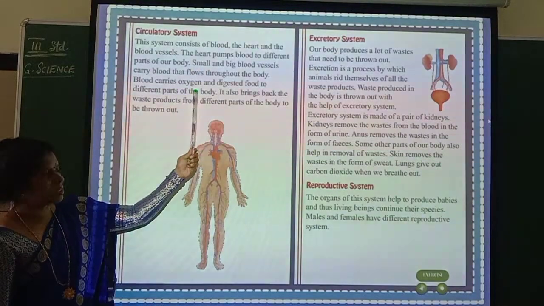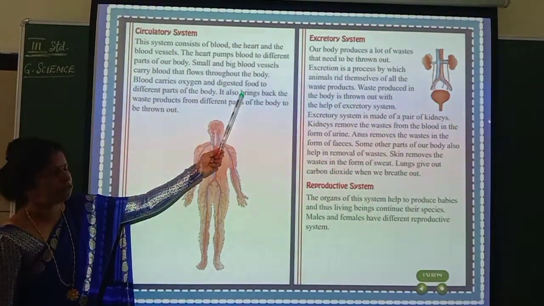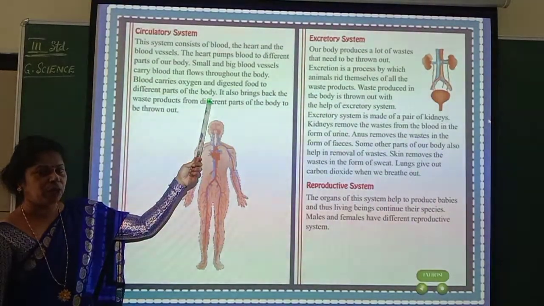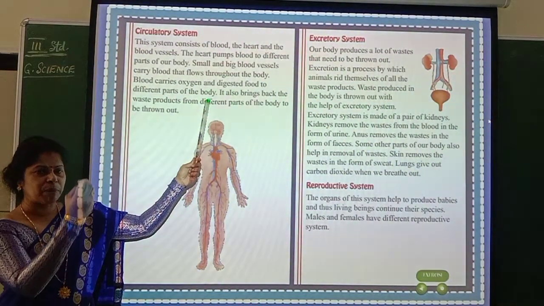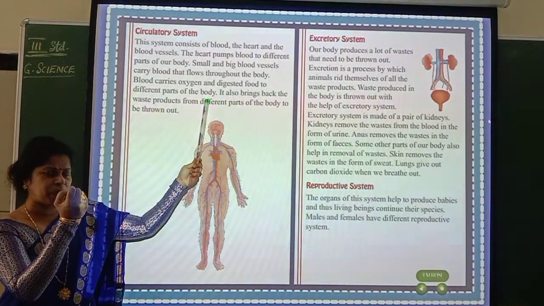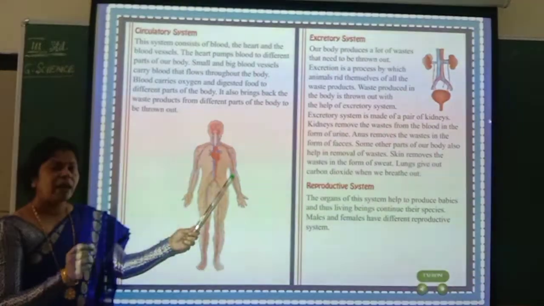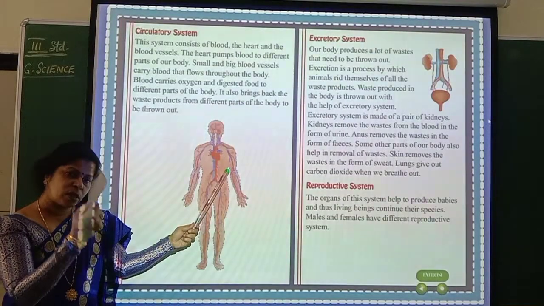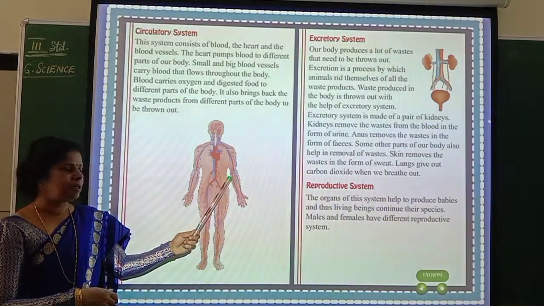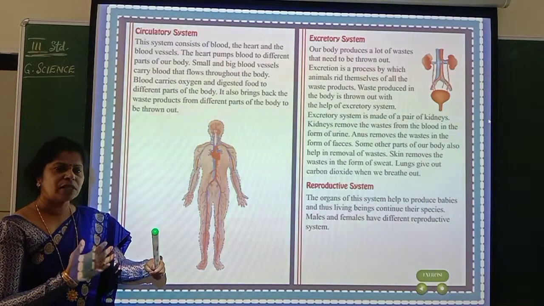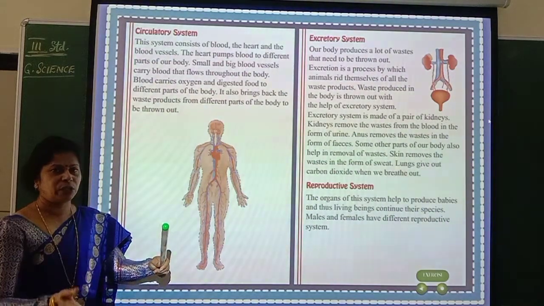Blood carries oxygen and digested food to different parts of the body. Already I have told you. After digestion, the food is completely broken down into its simplest form. That simplest form of food is taken by the blood. And from the respiratory system, the oxygen is also taken by the blood. So what happens? There is oxidation of food. So this oxidation of food will provide you energy.